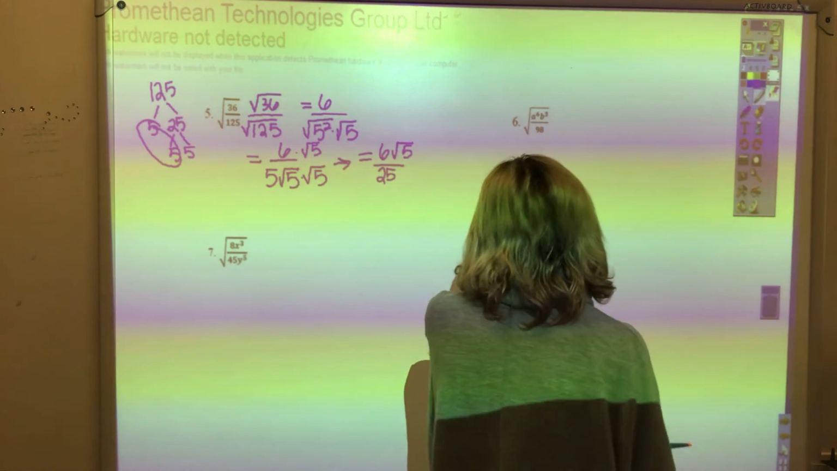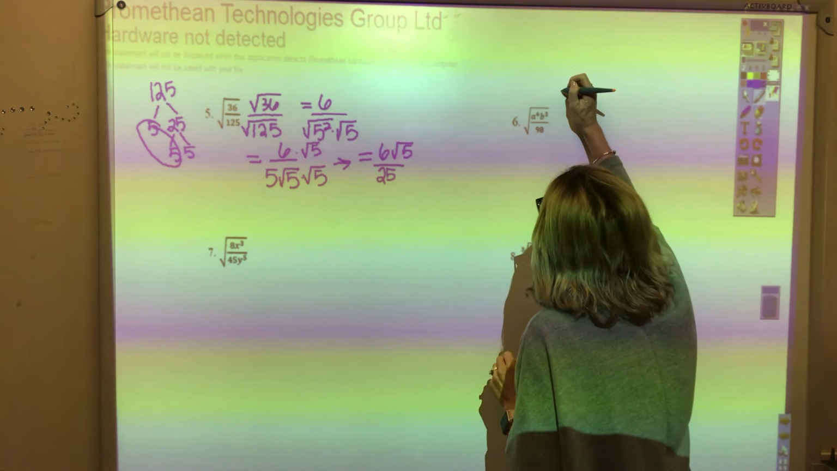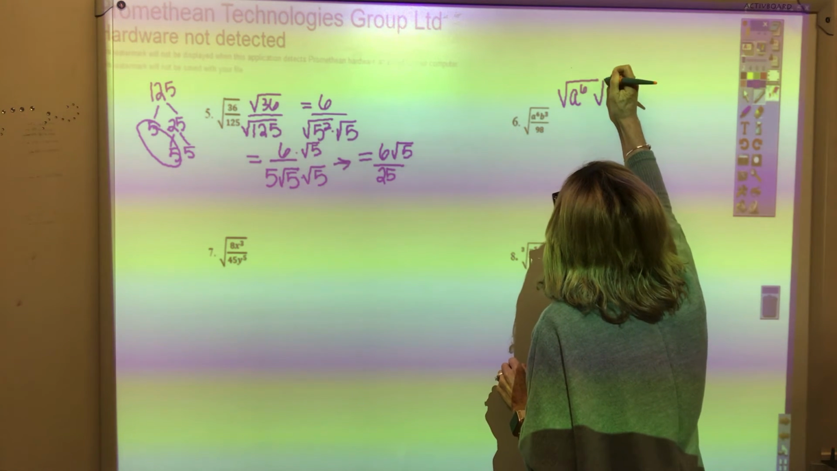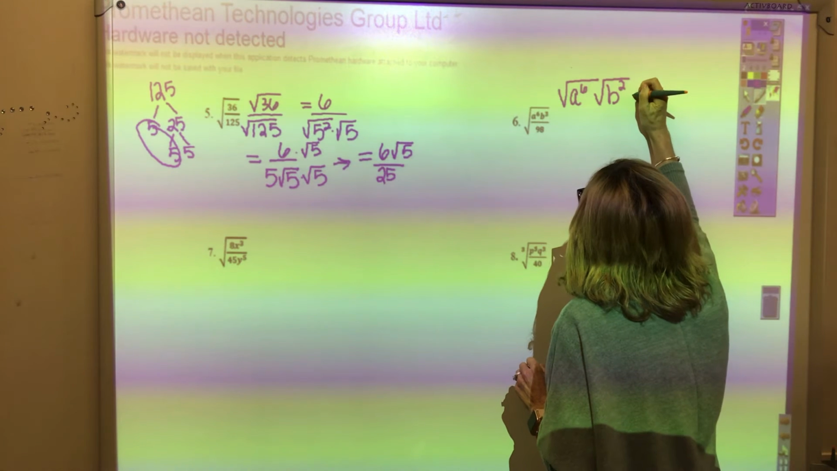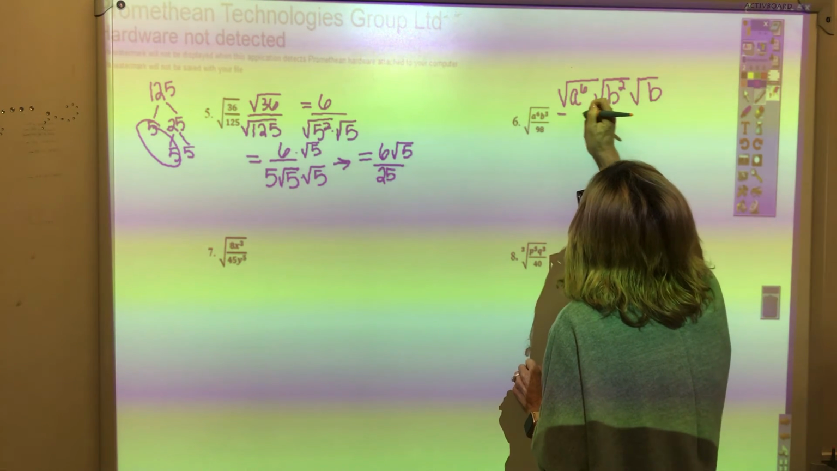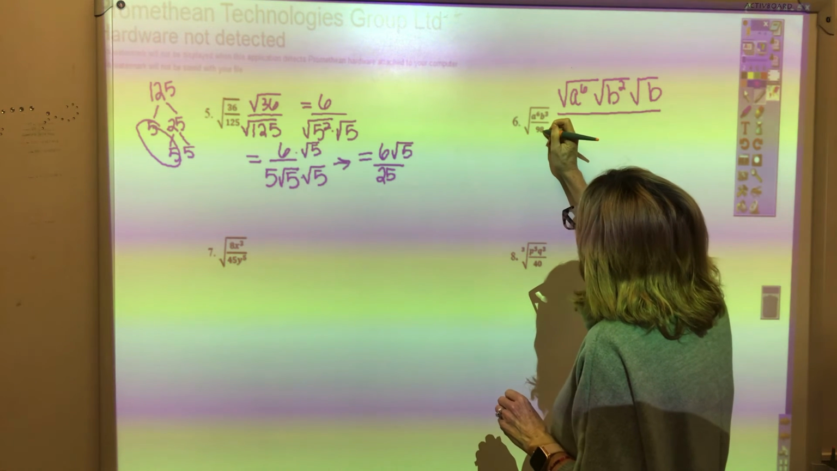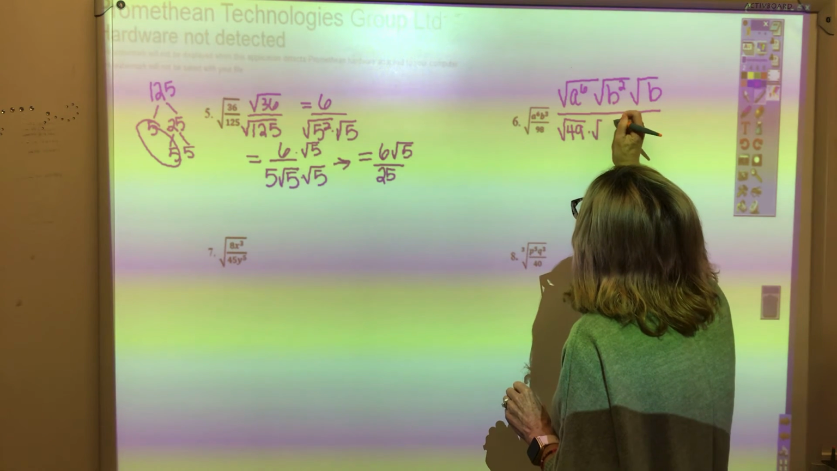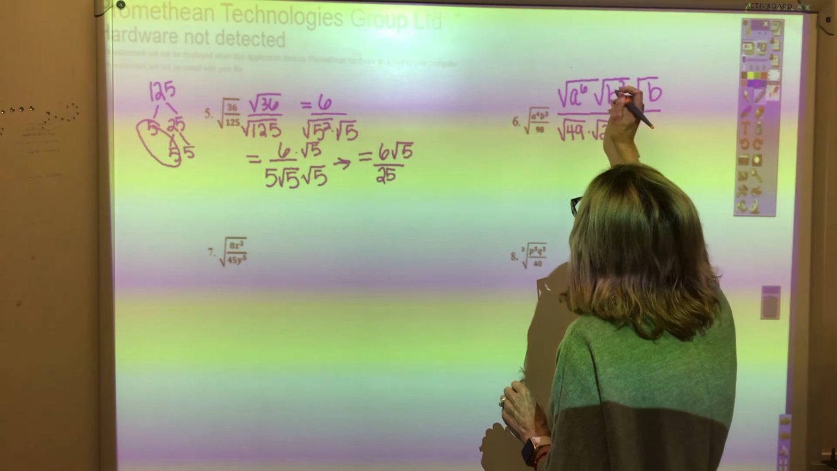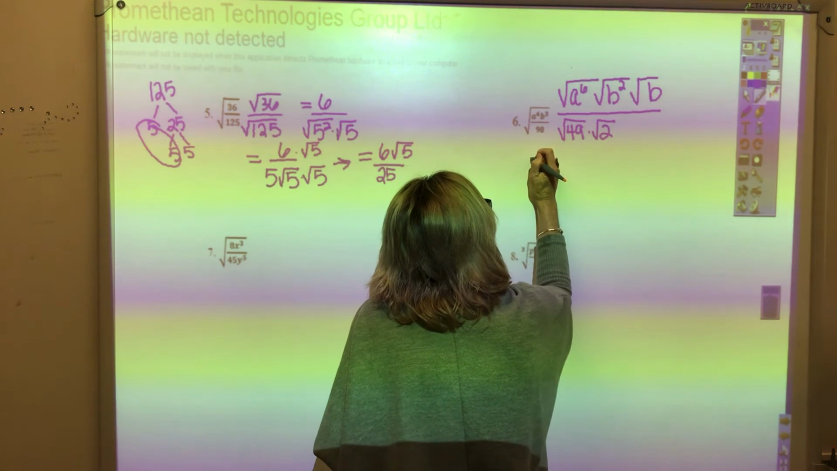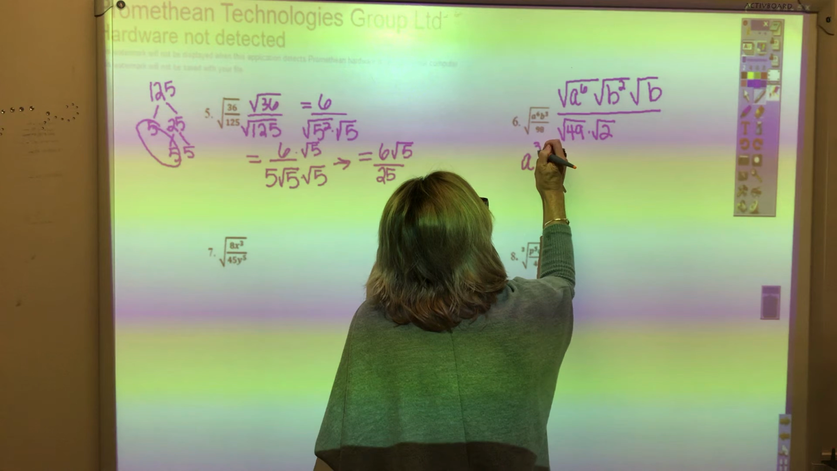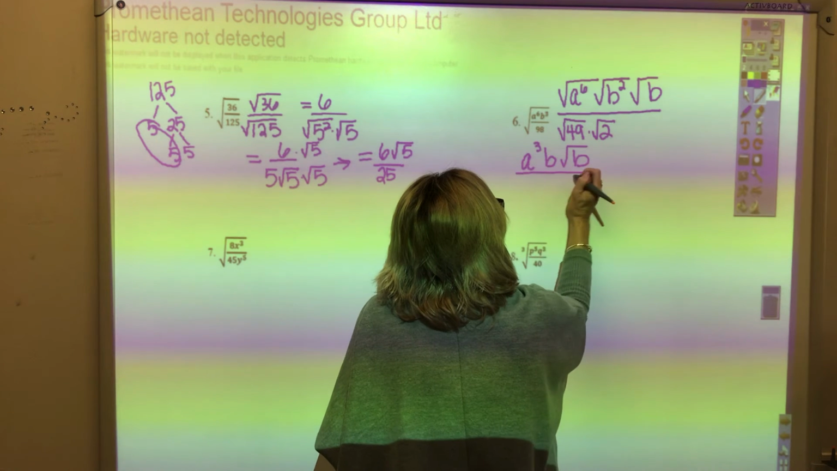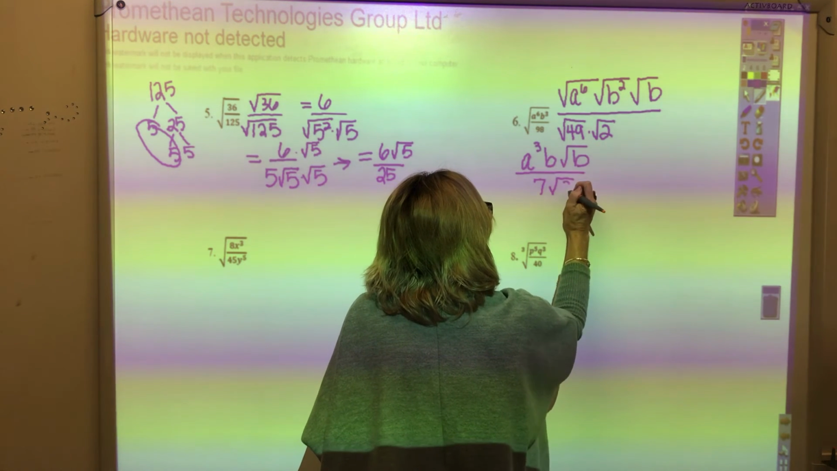Okay, on number 6, we're doing square roots, so we want to break apart our numerator and our denominator. So we're going to have a to the 6th, the square root of b squared, square root of b, over, hopefully you know that 49 goes into 98, so we could take the square root of 49 times the square root of 2. Now we're dividing our powers by 2, so next step would be to have a to the third b square root of b over 7 square root of 2.